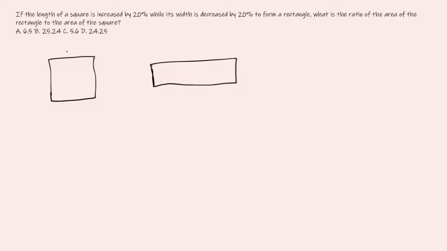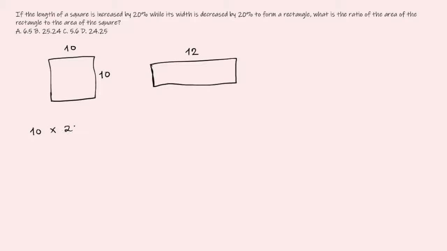So if we assume, since we were not given any values here, you can assume any values. So if we assume that the length of this square, for starters, is 10. Now we're told that the length was increased by 20%. So if we increase the length by 20%, 20% of 10 is 2. So 10 plus 2 equals 12.